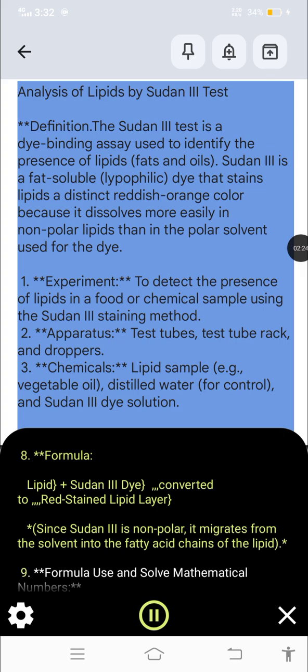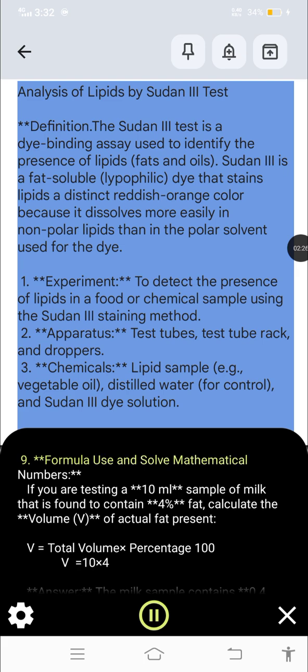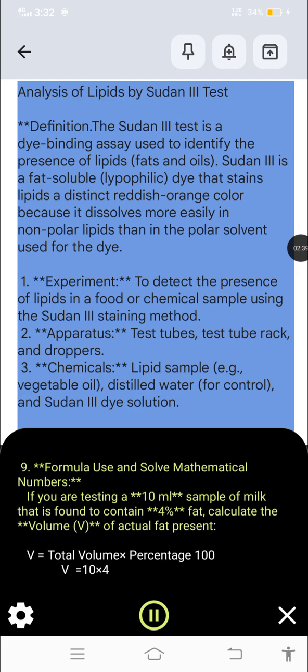9. Formula use and solve mathematical numbers. If you are testing a 10 milliliter sample of milk that is found to contain 4% fat, calculate the volume V of actual fat present.